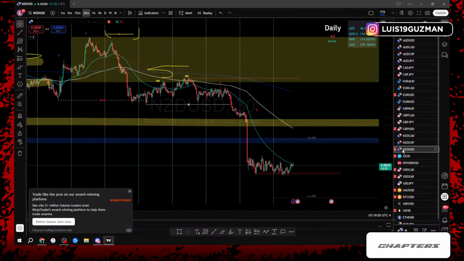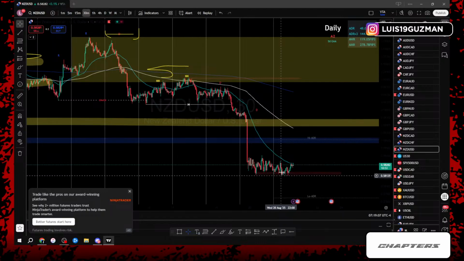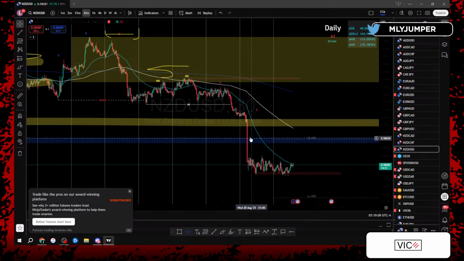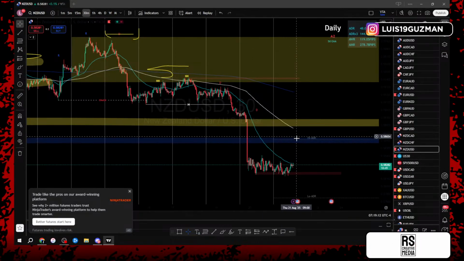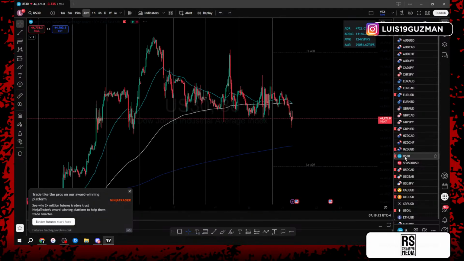NZD USD. We're looking for a pullback, right? A little 23.6, 38.2 pullback to then continue this downtrend push. So we'll keep an eye on NZD USD.